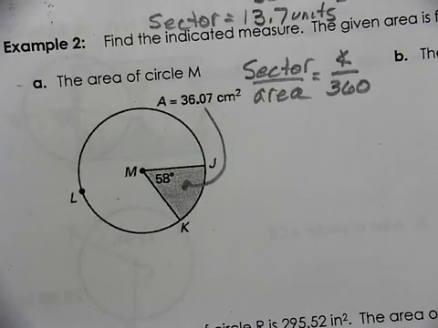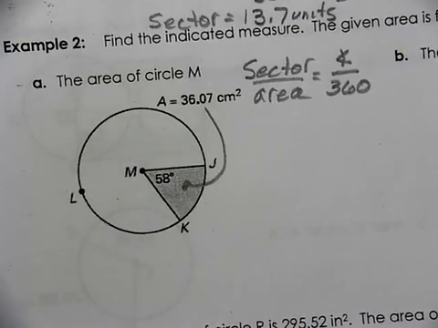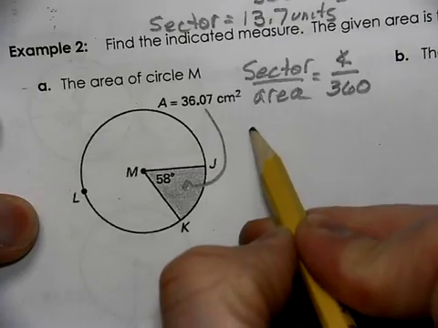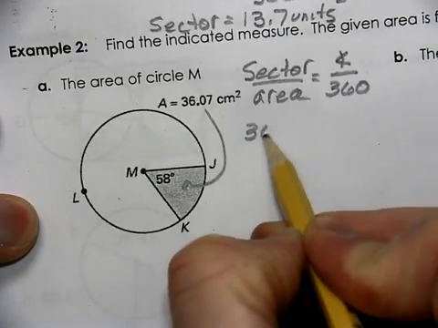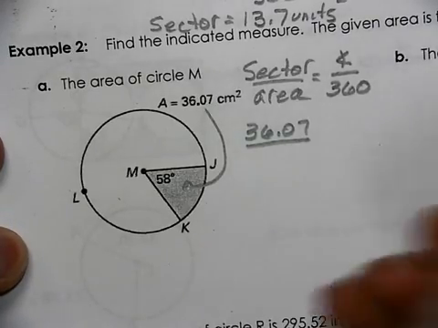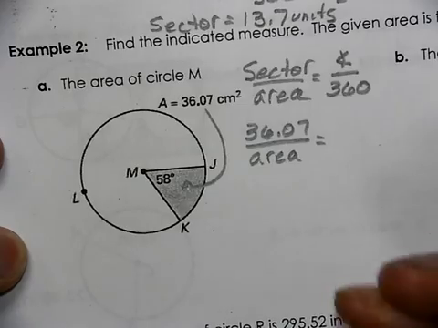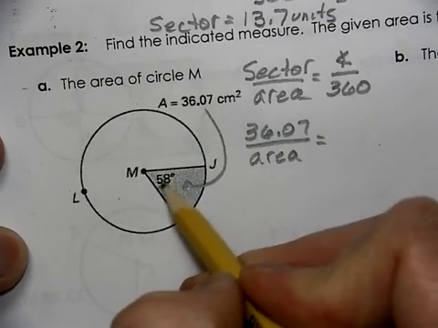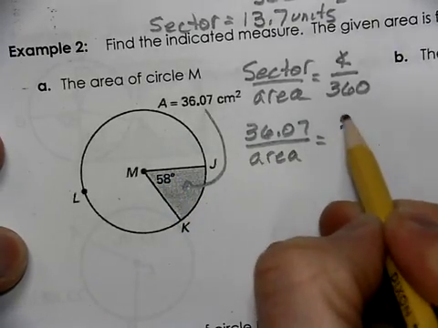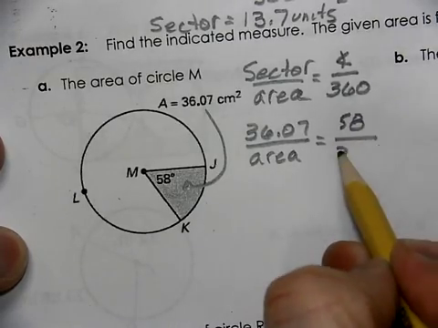So the same formula we were working with before, we're just not as specific about what the area is because we don't have a radius to plug in. We have a sector area over the area of the circle. I still don't know what the area of the whole circle is. The angle for that same shaded region is 58 over 360.